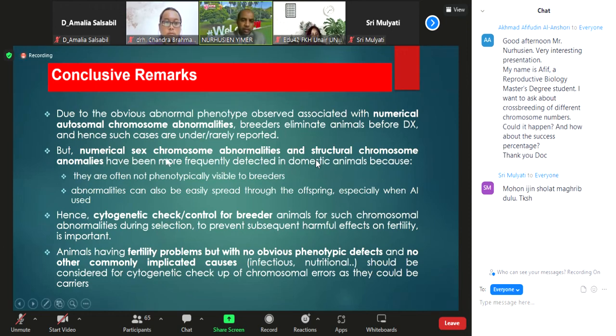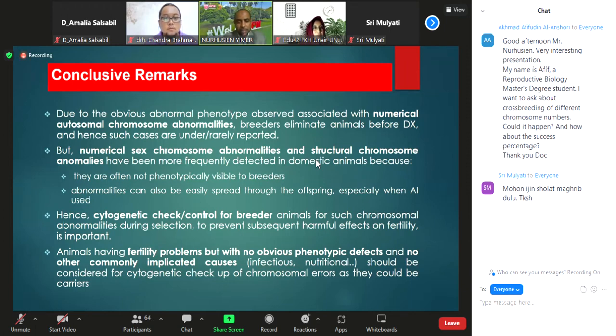But for numerical sex chromosome abnormalities, as you can see, the external genitalia may even appear normal, right? But people will later understand that there is a problem in terms of fertility when the animals are not able to produce new offspring. Because of that, they are usually detected and reported. So for this reason, you can see most of the reports are sex chromosome related abnormalities and numerical errors, all right?